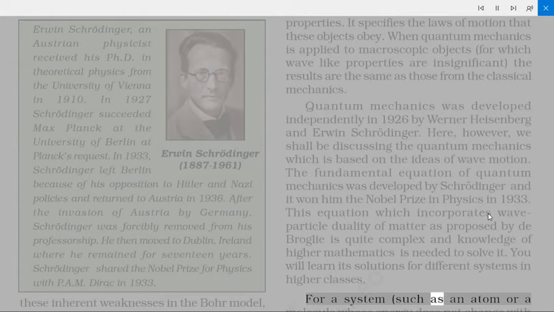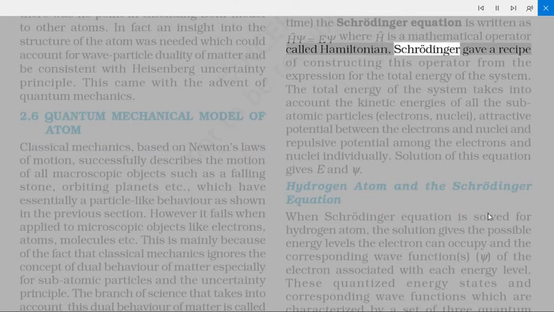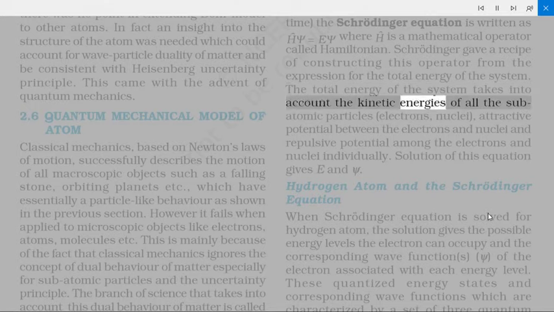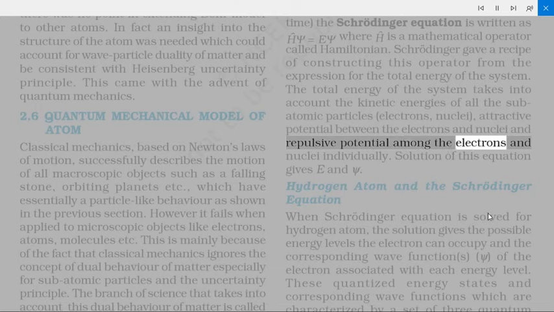For a system, such as an atom or a molecule, whose energy does not change with time, the Schrödinger equation is written as Hψ = Eψ, where H is a mathematical operator called the Hamiltonian. Schrödinger gave a recipe for constructing this operator from the expression for the total energy of the system. The total energy of the system takes into account the kinetic energies of all the subatomic particles, electrons and nuclei, the attractive potential between the electrons and nuclei, and the repulsive potential among the electrons and nuclei individually. Solution of this equation gives E and ψ.